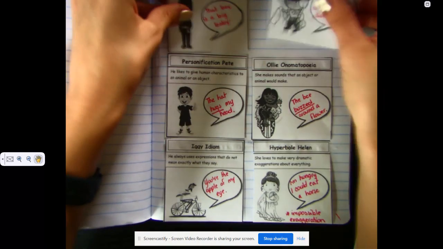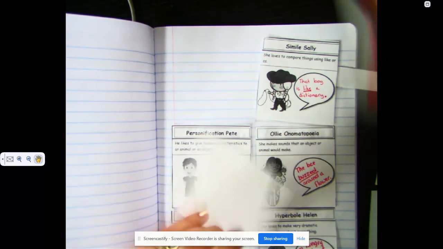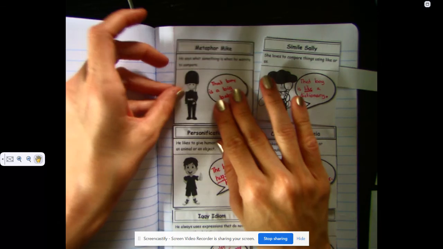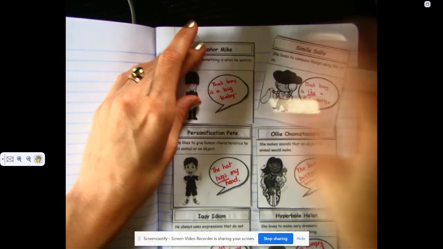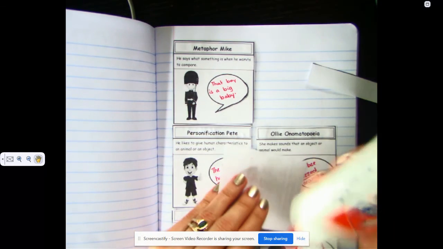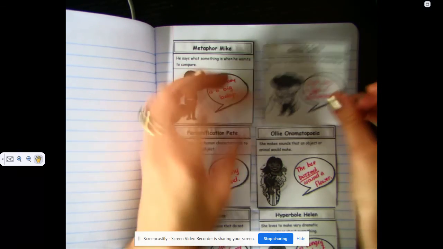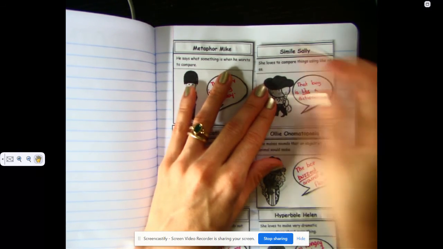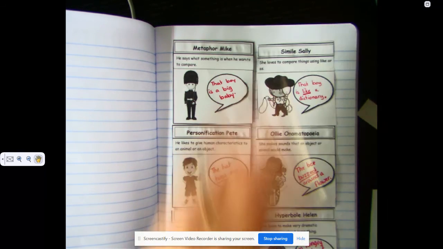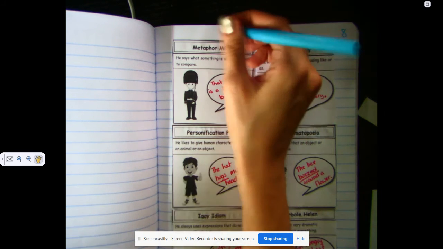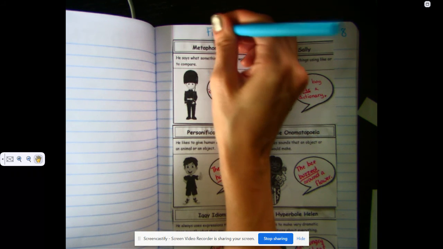And we're going to put Metaphor Mike and Simile Sally up here. You'll see we had a really small amount of space left, so make sure that you started with the bottom and get on the top. And then you can go ahead and number and title your page once you're sure about how much space you're going to have left on top. For me, this is page 8, and I want to title this Figurative Language.